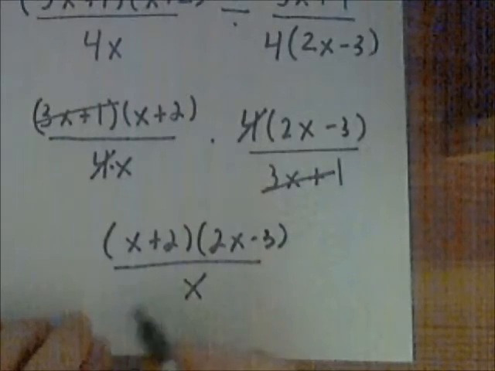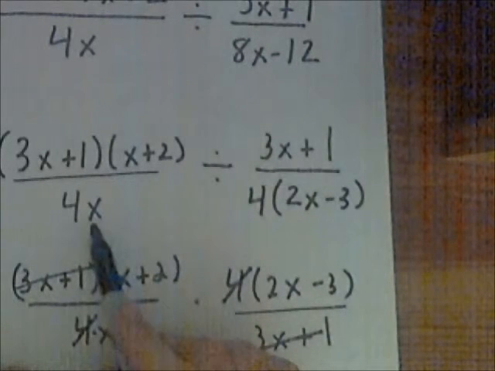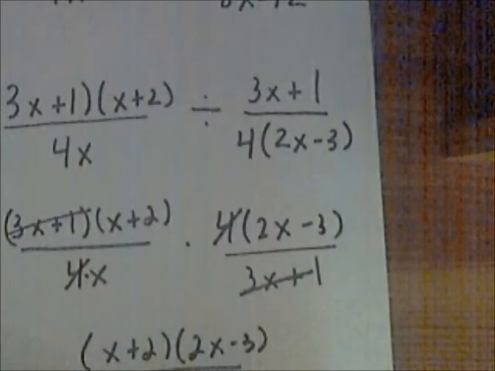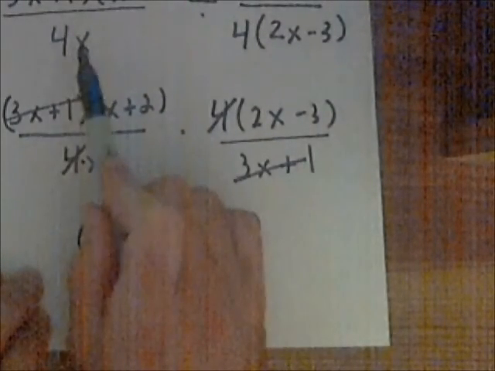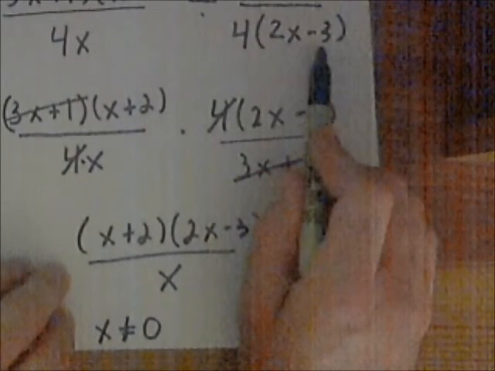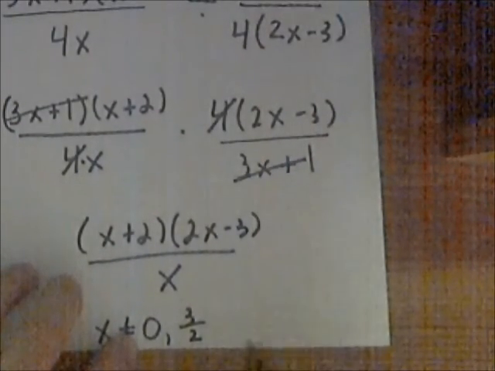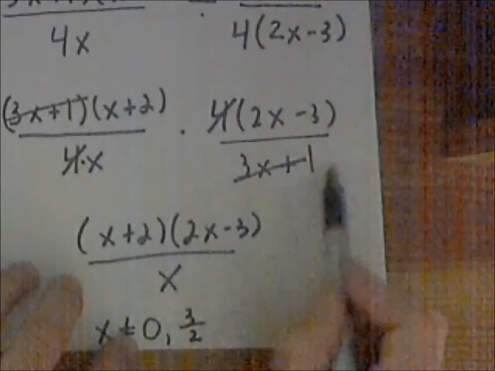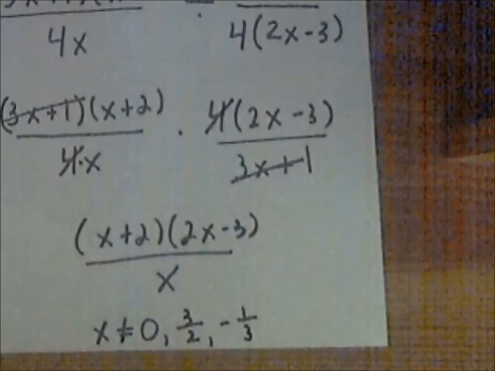As far as my excluded values, looking back to where I first factored it, what value of x would make a denominator 0? Well, 0 here. If I set 4x equals 0, then you're going to get x equals 0. So x cannot be 0 because if it were set equal to 0, then this denominator would be 0. You can't have that. And right here, it's not quite as obvious, but if I set 2x minus 3 equals 0, I would add 3 and divide by 2, and that's going to give you 3 halves. So x cannot be 3 halves. After you flip it, you have this denominator, and negative 1/3 would be what you get if you set 3x plus 1 equal to 0.